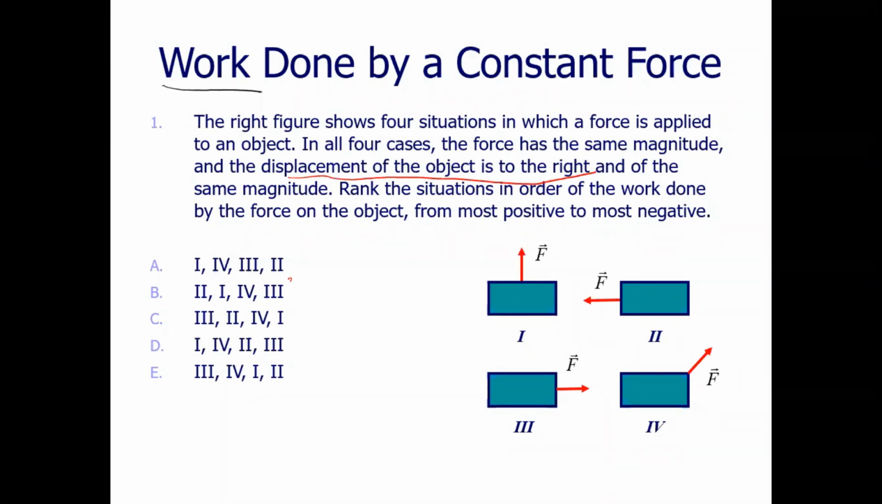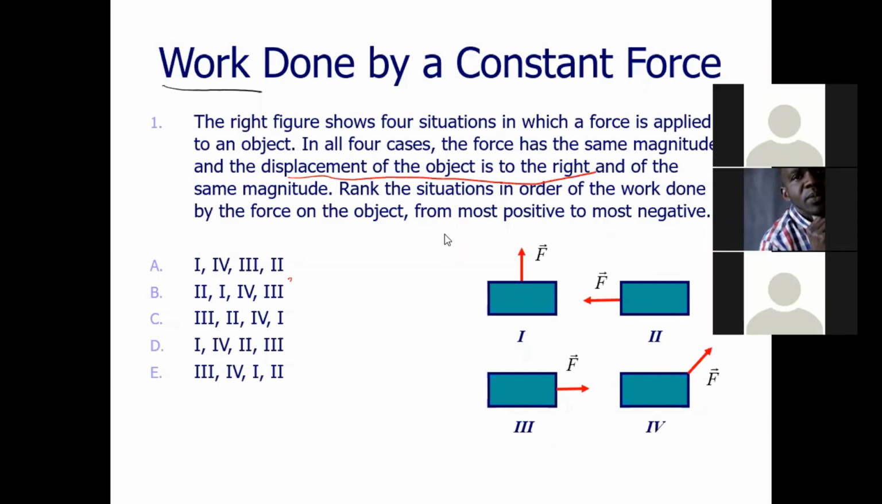Since the question is saying that the displacement of the object is to the right, I think B should be the answer. Okay, so why did you say B is the answer? What is your analysis? According to the question, in all 4 cases, the force has the same magnitude and the displacement of the object is to the right.